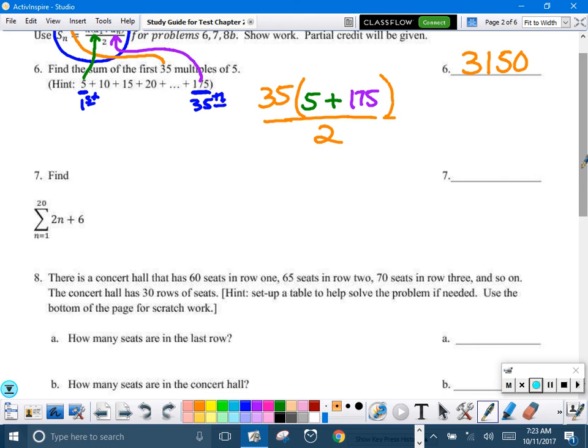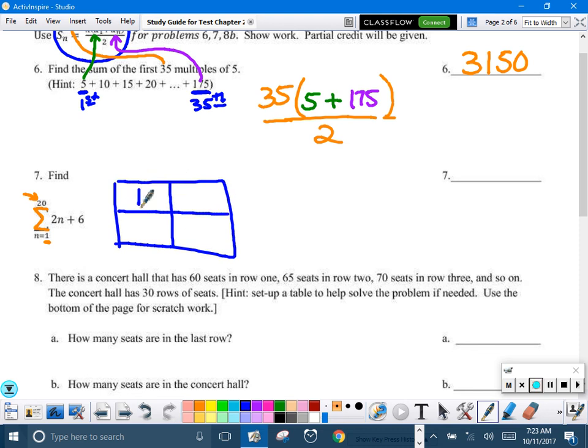All right, the next problem. Again, this symbol is telling us to find the sum. We're going to start with the first number in the pattern and go to the 20th number in the pattern. So we only need to know those two things. I'm going to make a small table. I'm going to plug the 1 in: 2 times 1 plus 6 is 8. Now I'm going to plug the 20 in: 2 times 20 plus 6 is 46.